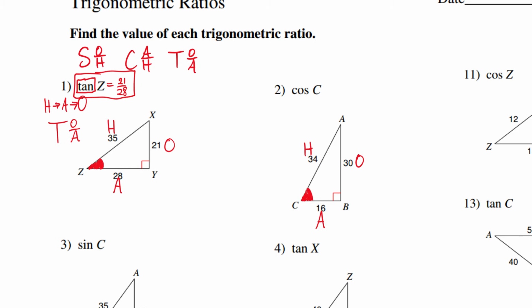Now this one, cosine, CAH, is adjacent and hypotenuse. So what are those two numbers? 16 and 34. And again, I set it up the way that this is written. I'm always going to put the adjacent length on top, which in this case is the 16, and the hypotenuse length on bottom, which is 34. So this is going to equal 16 over 34.